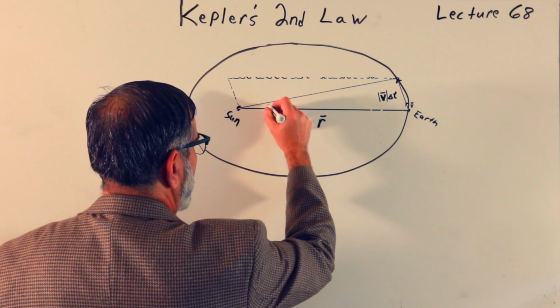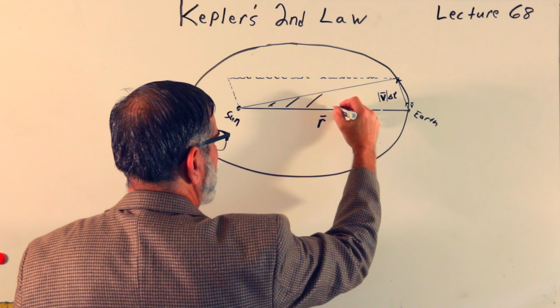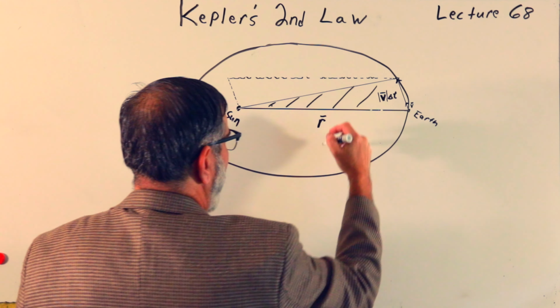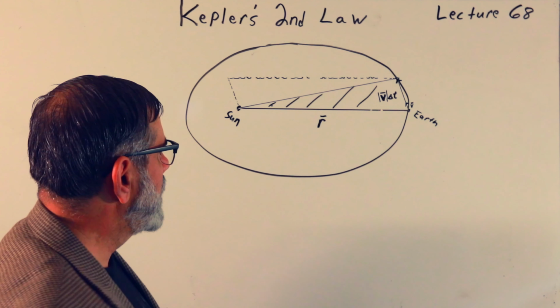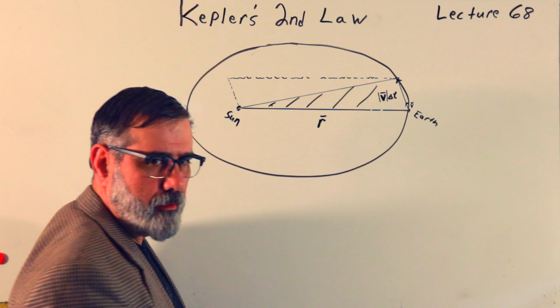So we're looking for the area here, this area that I've outlined. And you can see that it's going to be half the area of this parallelogram that is constructed by r and v delta t. All right?